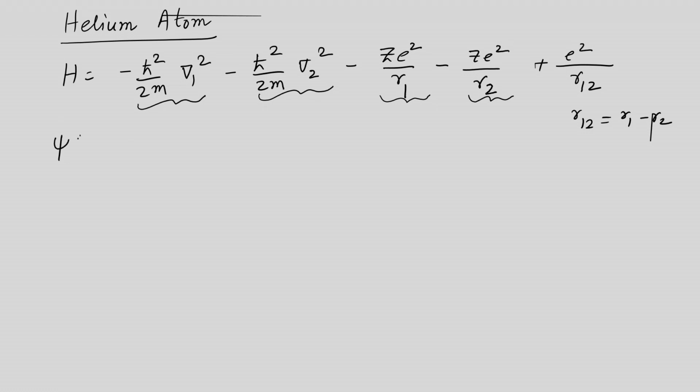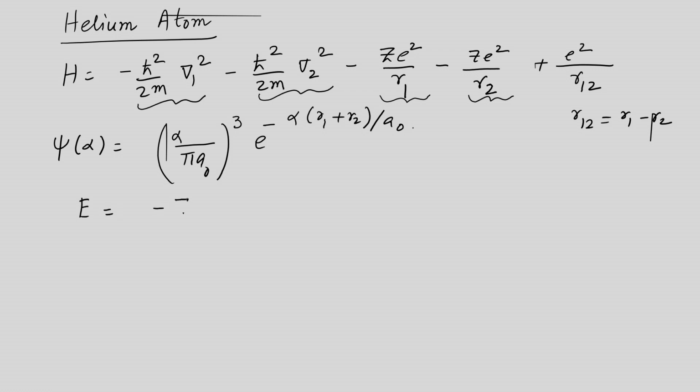So, the wave function, let us take the wave function as alpha over pi a 0 whole cube, and then exponential minus alpha (r 1 plus r 2) by a 0. Now, this is a fairly accurate wave function, because you see the ground state of the hydrogen atom has a simple exponential minus alpha r by a 0. There is no theta or phi dependence. So, this is a fairly good wave function, and with this wave function one gets the energy as minus 77.50 electron volt.